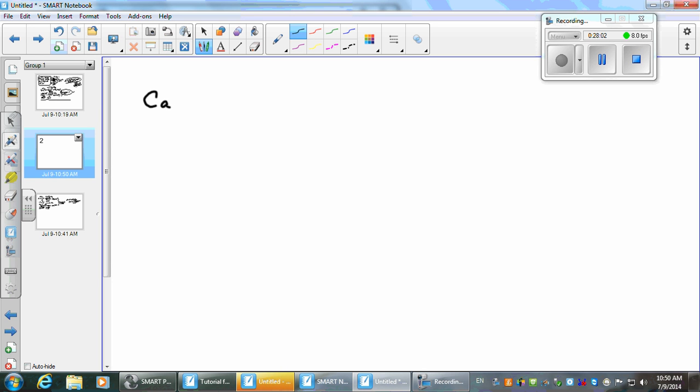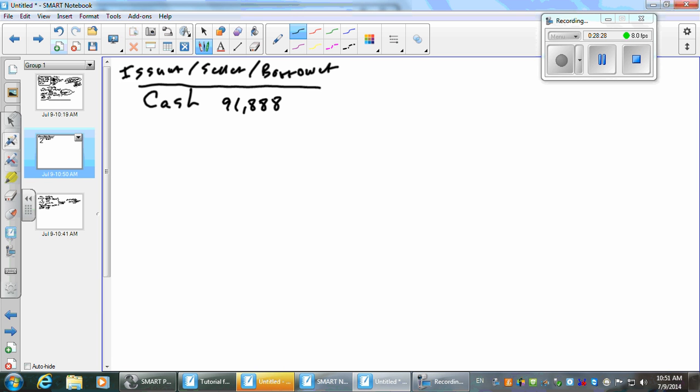Debit, cash. Okay, now this is going to be for the issuer of the bond, who is also the seller of the bond, who is also the borrower. I already said that, didn't I? Okay. Issuer, seller, borrower. How much cash are you going to debit? What was that number that we calculated? 91,888. Anybody can do that, right? You guys know how to do that. Get those points. Credit what? By convention, we recorded the full face amount of the bond. Bonds payable. Excellent. How much?